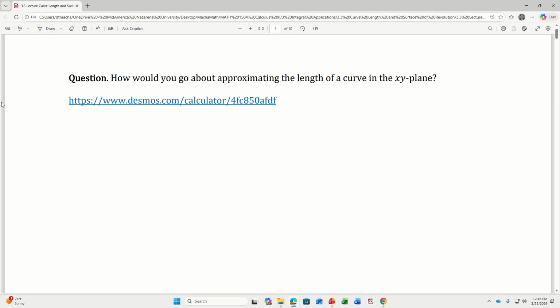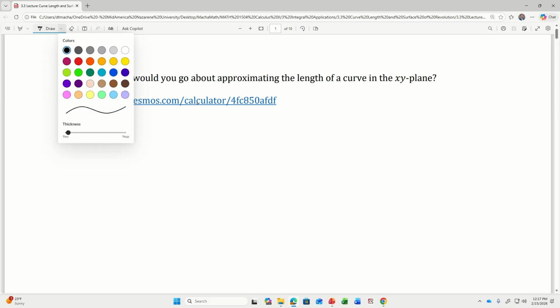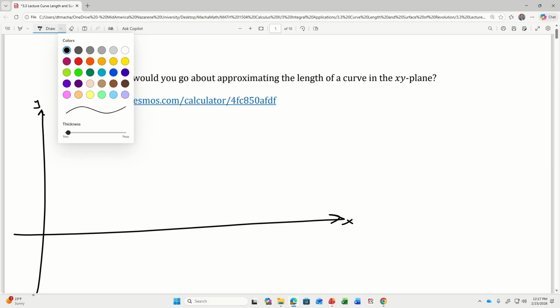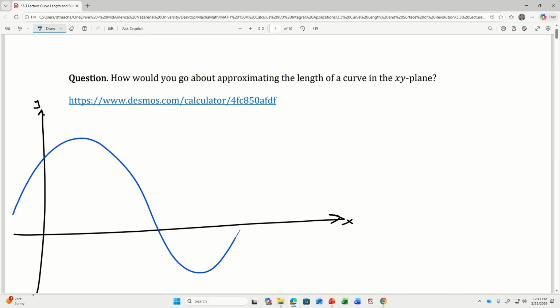How would you go about approximating the length of a curve? What I mean by that is you've got an xy plane like this, and you've got some curve like this one. If you want to know how long this curve is, like if you have a flexible tape measure and you lay the tape measure directly on top of this entire curve, what would that tape measure read from here to here, you know?